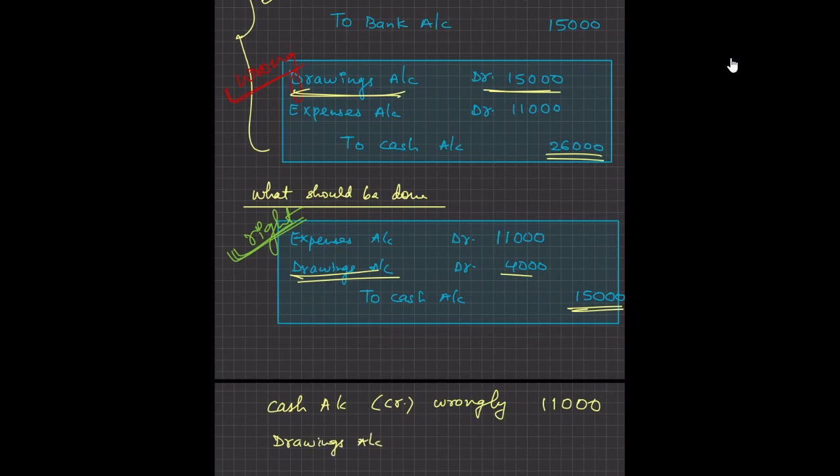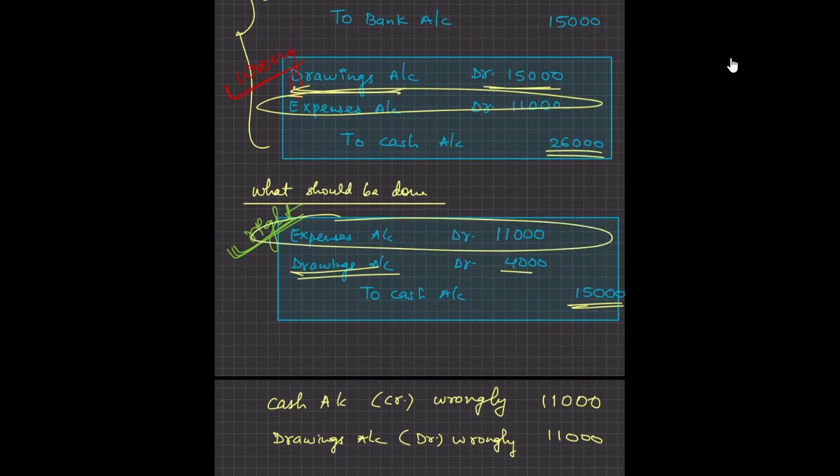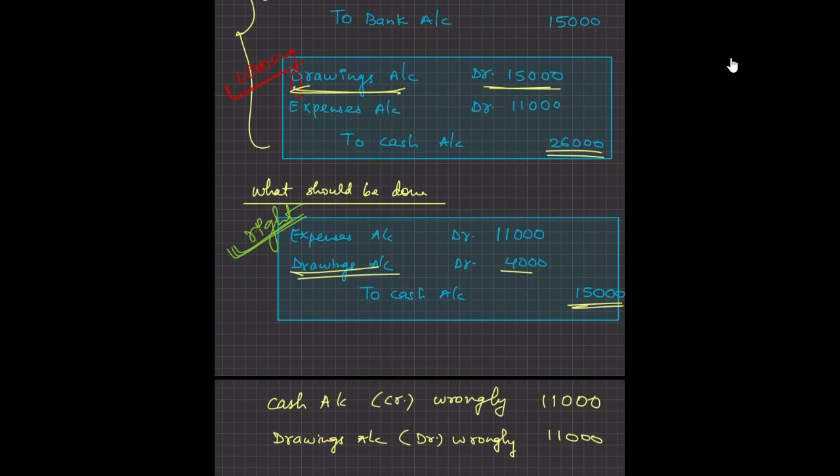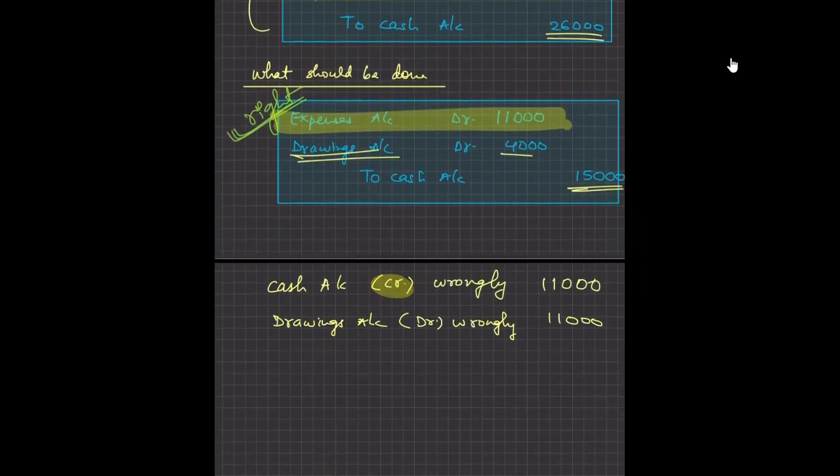So drawings account is debited wrongly by again 11,000. Now, if you see expenses, expenses is 11,000 here and 11,000 here. In both the cases, it is same. So there is no change in the expenses. This has been correctly posted. The expenses entry is correct. What was the incorrect one? The drawings and cash. Cash account was incorrectly credited by 11,000 and drawings account was incorrectly debited by 11,000.